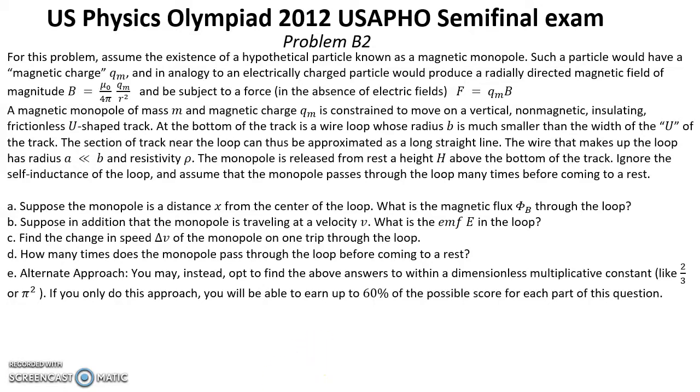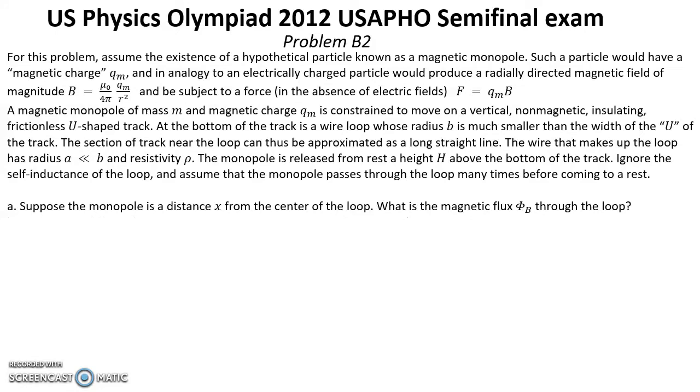Solutions. Question A. Suppose the monopole is a distance x from the center of the loop. What is the magnetic flux Φb through the loop? First, let's draw the whole picture. This is our U-shaped track, and this is a wire loop with the radius b somewhere in the middle of this track. And let's draw the picture when this monopole is distance x from the center of this loop.